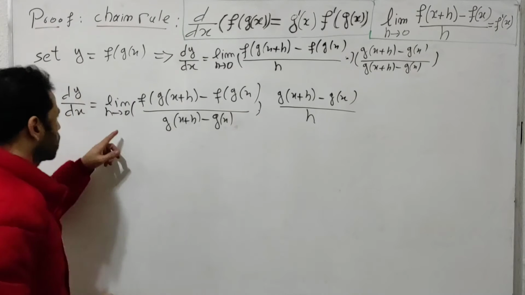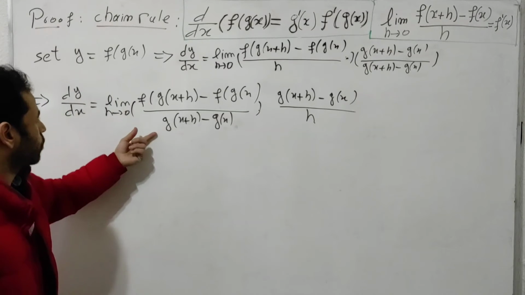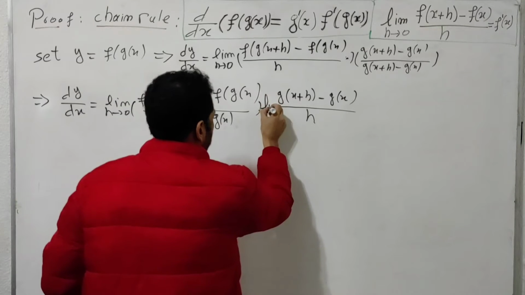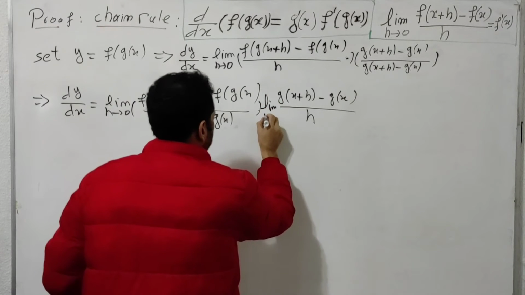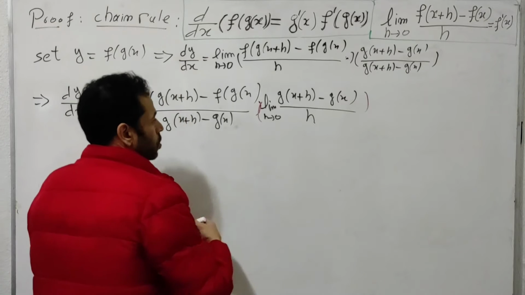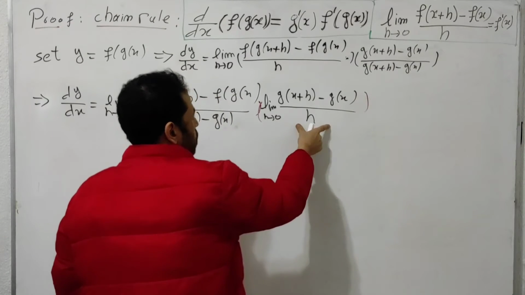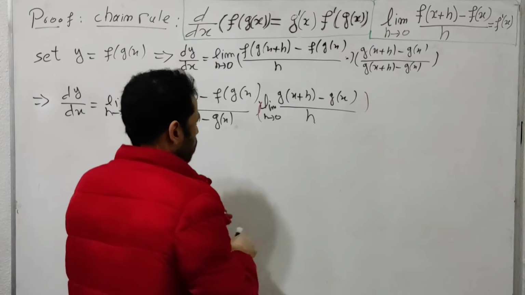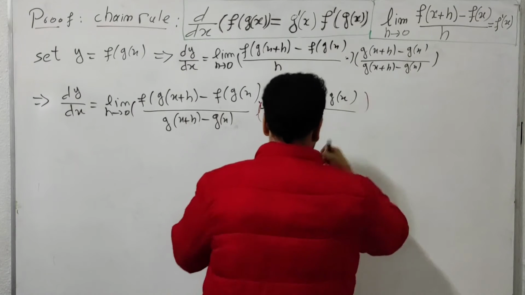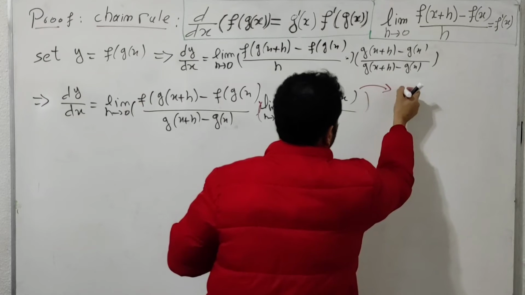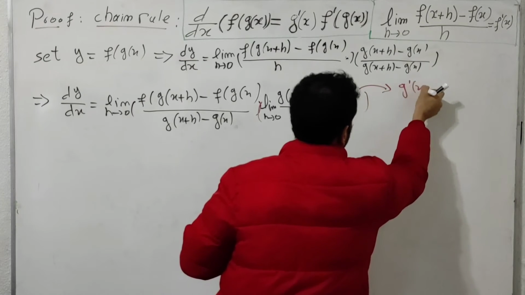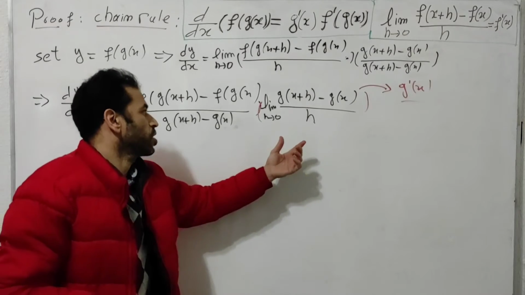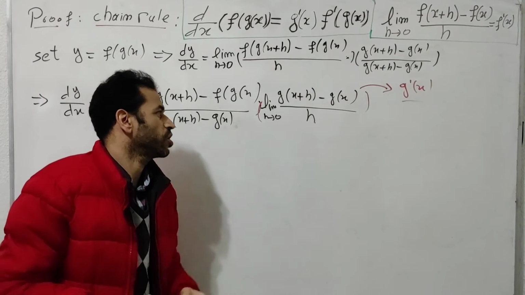Okay, so as I'm applying the limit on the first term, I will apply the limit on the second term as well. So I will have a limit as h goes to 0. This expression is the same thing as this one. Okay, so this one is equal to g prime of x, as the first derivative function definition.